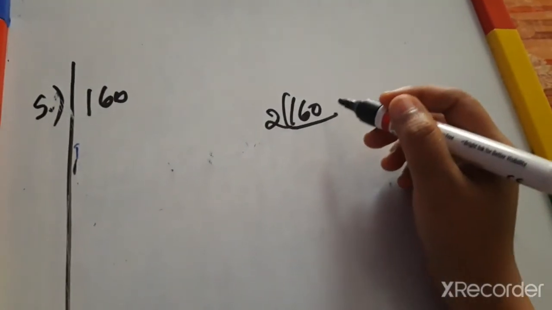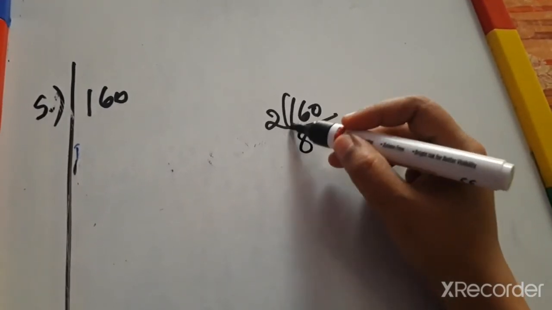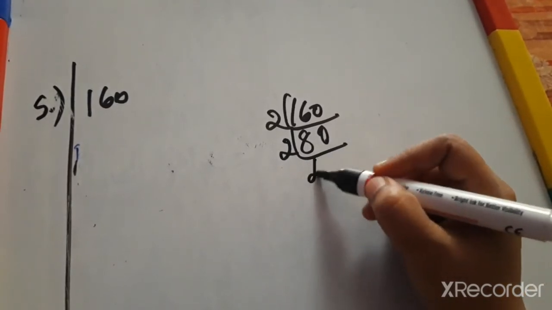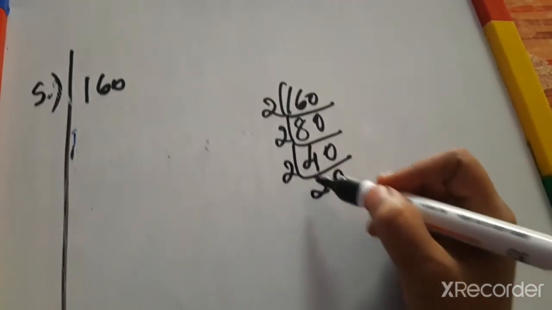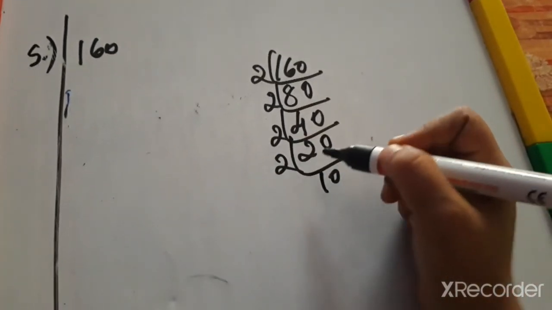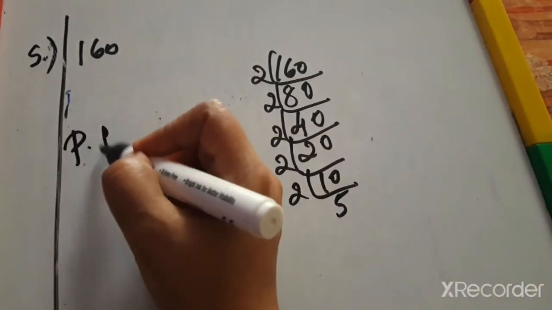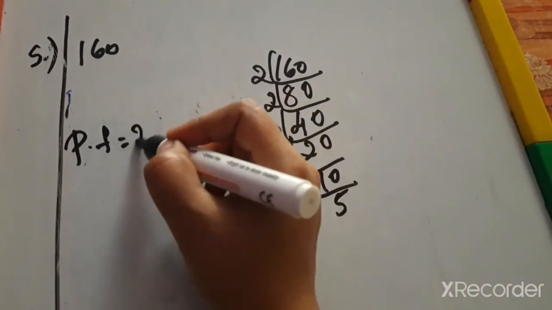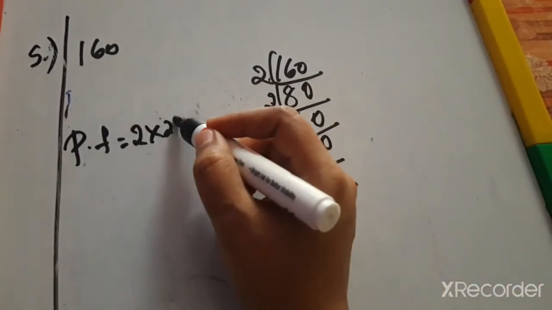Next, the first one 160. 2 8s are 16. Last number 0, so it will multiply 2 ones are 2, here also 0. So even number, 2 4s are 8, 0. And 2 2s are 4, 0. 2 10s are 20. 2 5s are 10. Prime factors are 2 into 2 into 2 into 2 into 2 into 5. How many times? 1 2 3 4 5.